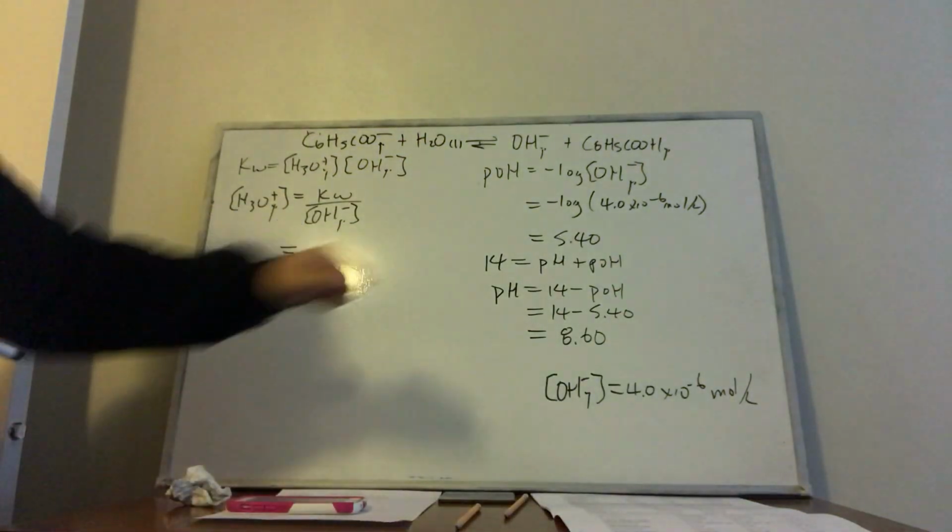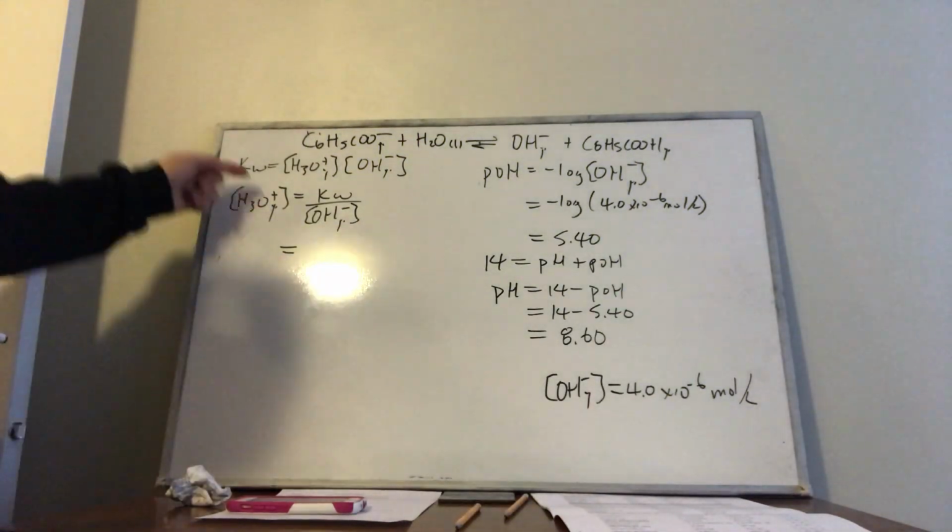Okay? If I continue with this one, I have a pOH, not a pH. So I'm going to go 14 equals pH plus pOH. So my pH will be equal to 14 minus pOH, equals 14 minus 5.40. And that will equal 8.60. That would be one way to solve my question.